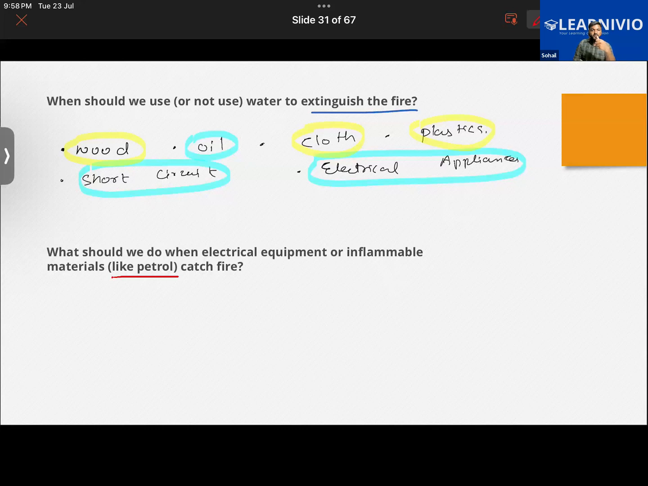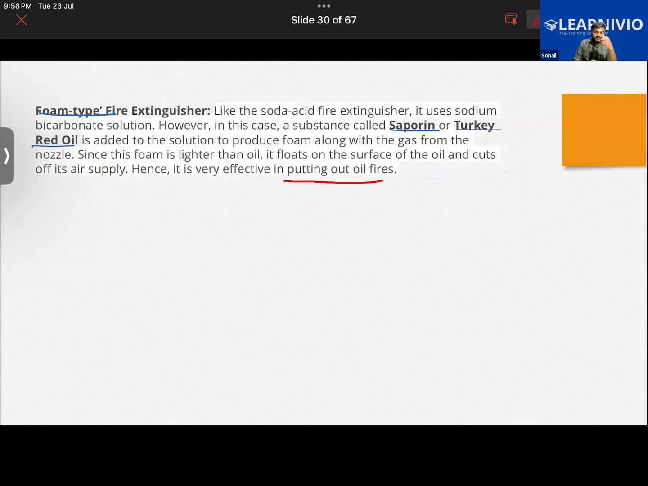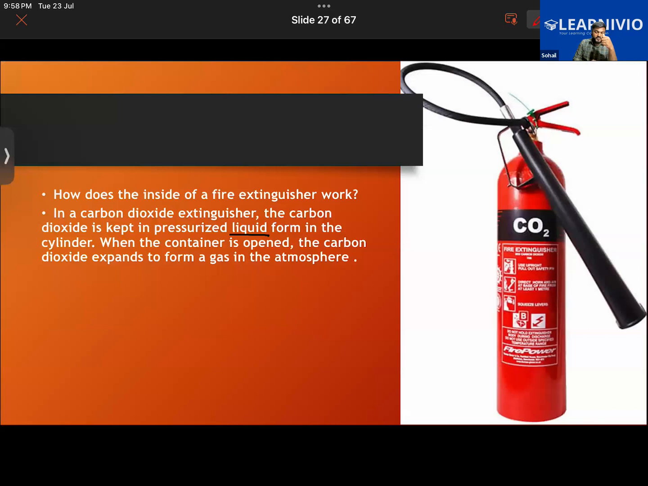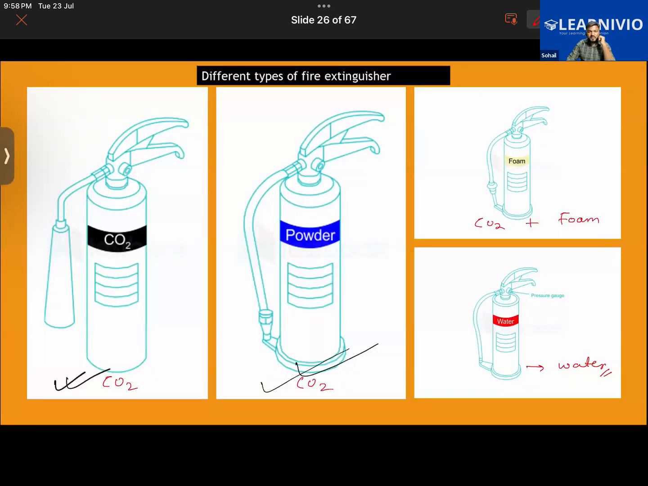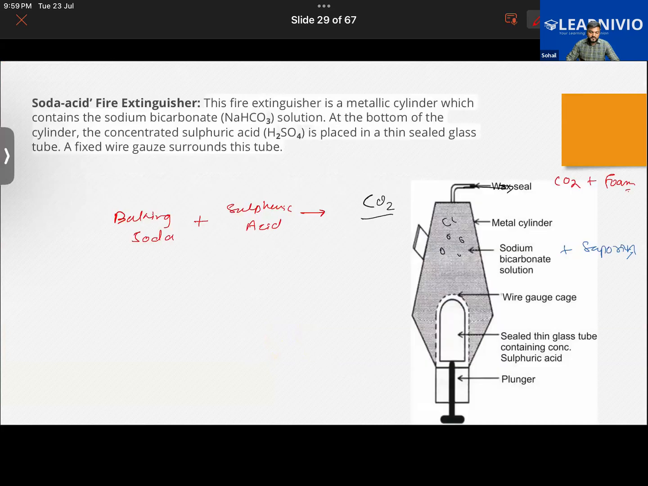But there's one more type of fire extinguisher which will be much more efficient. In this image, you can take the hint. Foam. Exactly. That type of fire extinguisher will be best, because carbon dioxide will be given off, but apart from that, foam will float above the oil, thereby cutting off the supply of oxygen.